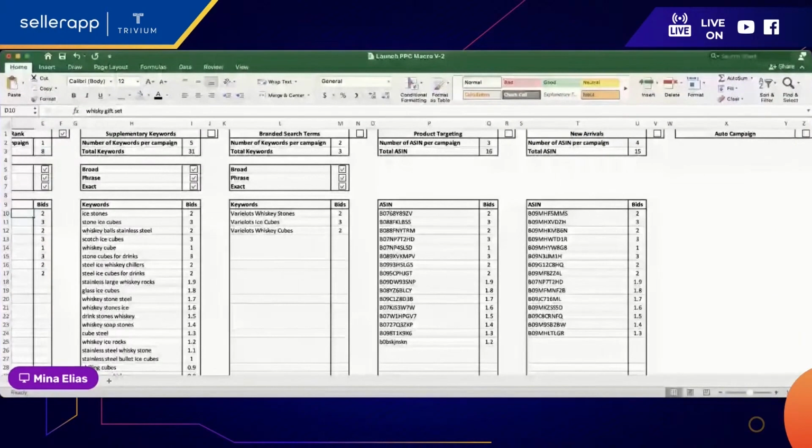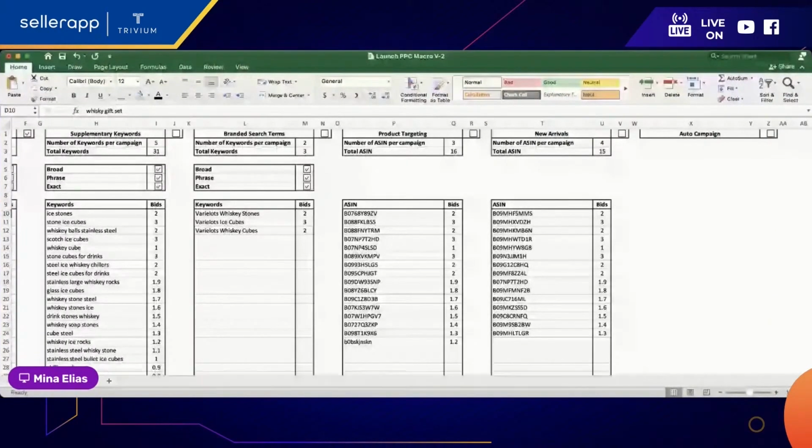Finally, we have the auto campaign. When I do the auto campaign, it's pretty simple. It's broken up into 4 pieces: close match, loose match, complements, and substitutes. I break them up into 4 auto campaigns, not 1, because most times the substitutes perform way better than the loose match, and the close match performs way better than the loose match or the complements.